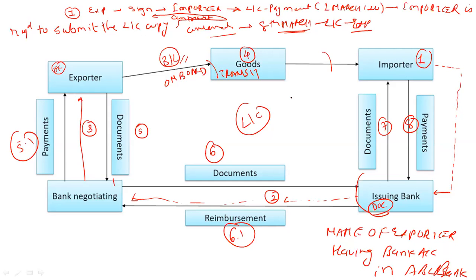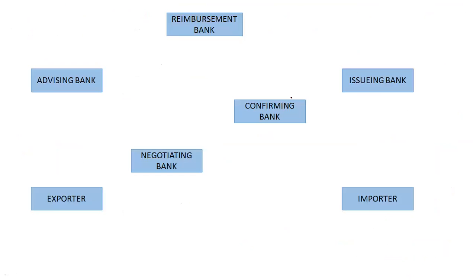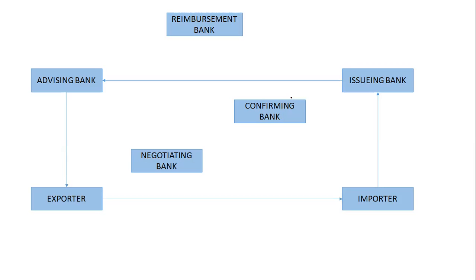But it might be possible that sometimes the negotiating bank and the issuing bank are not very popular or famous in the market. So at that time, we need to use certain other banks called the advising bank, the confirming bank, and the negotiating bank. The flow remains the same. First, the importer requests the issuing bank, which issues the LC and sends it to the advising bank. The advising bank informs the exporter. This is the first step. The exporter ships the goods.